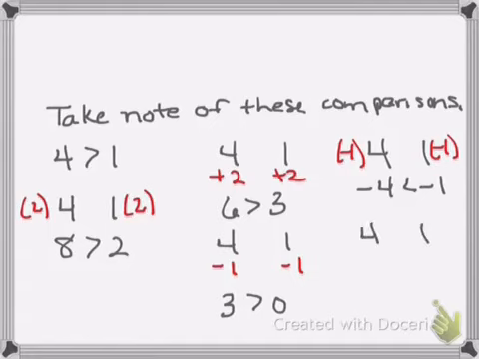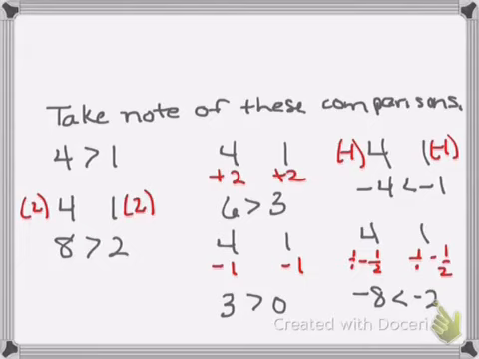Let's do one more. If I start with 4 and 1, now 4 is greater than 1. But if I divide by negative half, and you could check that on your calculator to prove it right, 4 divided by negative half is going to give you negative 8. 1 divided by negative half will give you negative 2. Now negative 8 is not greater than negative 2. So I'll have to turn my inequality around and say less than. Negative 8 is less than negative 2.